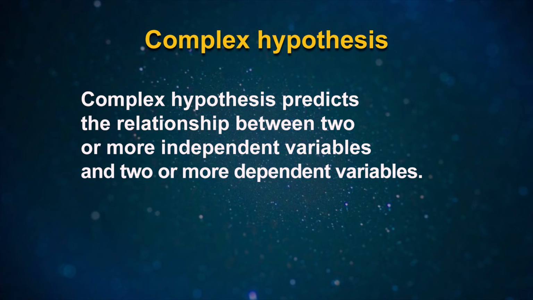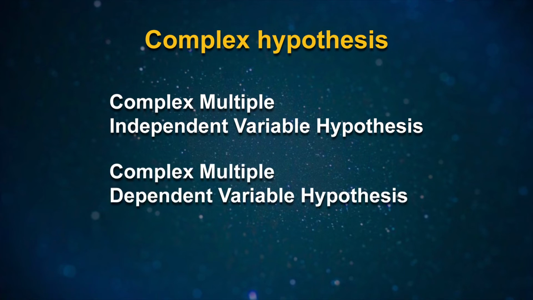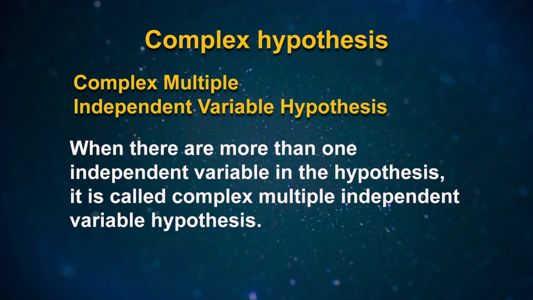Complex hypothesis predicts the relationship between two or more independent variables and two or more dependent variables. There are two subtypes of complex hypothesis, namely complex multiple independent variable hypothesis and complex multiple dependent variable hypothesis. When there are more than one independent variable in the hypothesis, it is called complex multiple independent variable hypothesis.